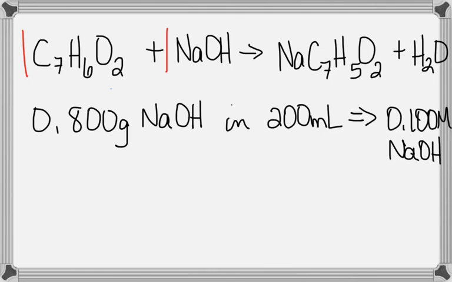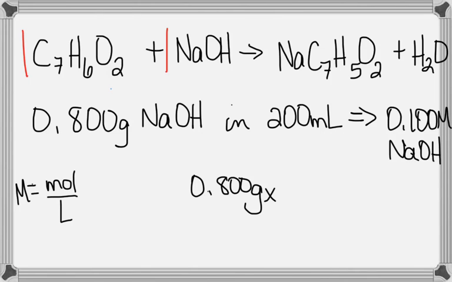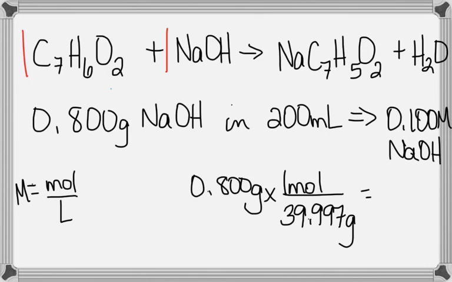Okay, let me show you how we know that's 0.1 molar. First of all, molarity is moles per liter. 0.8 grams of sodium hydroxide, how do we figure out how many moles that is? Okay, the molar mass of sodium hydroxide, we're told, is 39.997. I think that's what it gives you in the background of your lab, which we can just get from adding up the numbers from the periodic table. Okay.